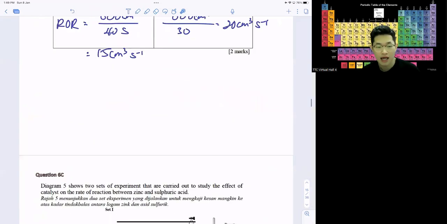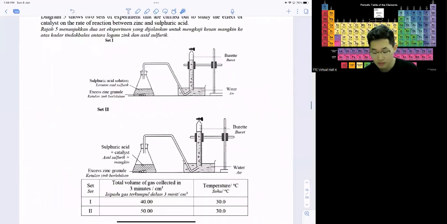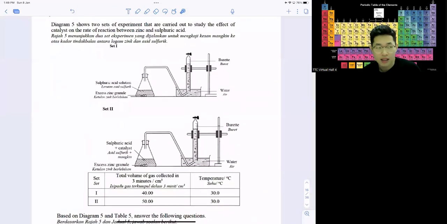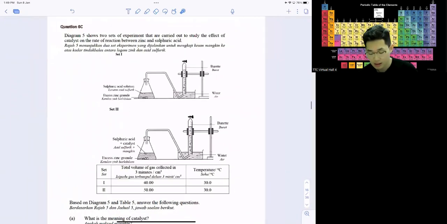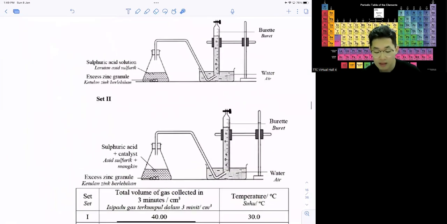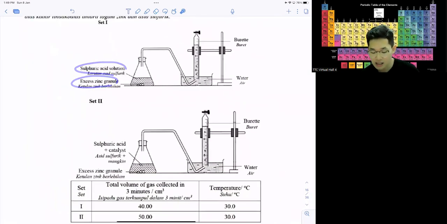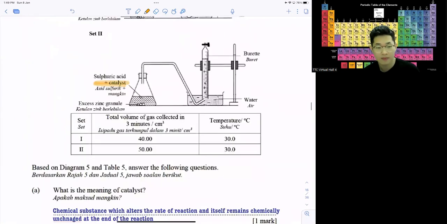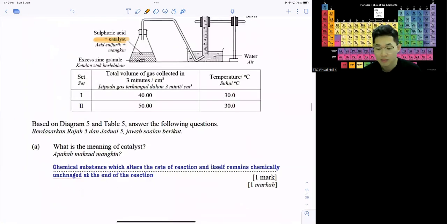Next, here is another experiment. It is between zinc and sulfuric acid. So this one has a catalyst. The meaning of catalyst, I put the definition here already.